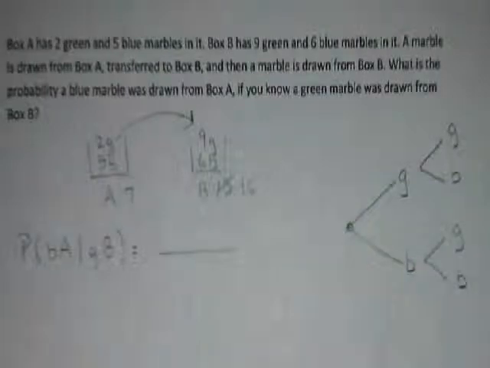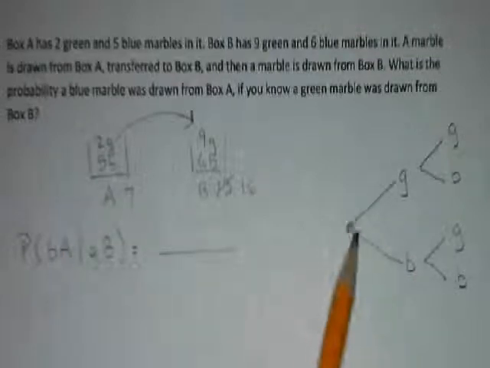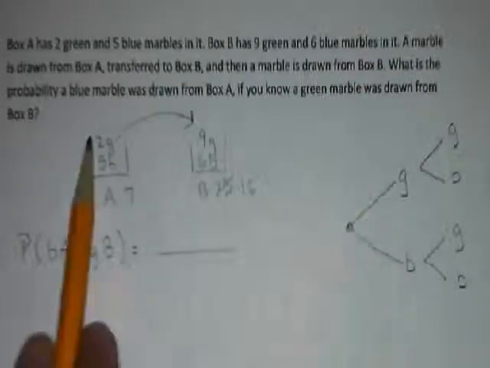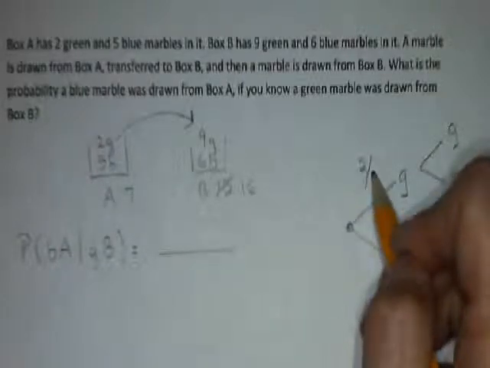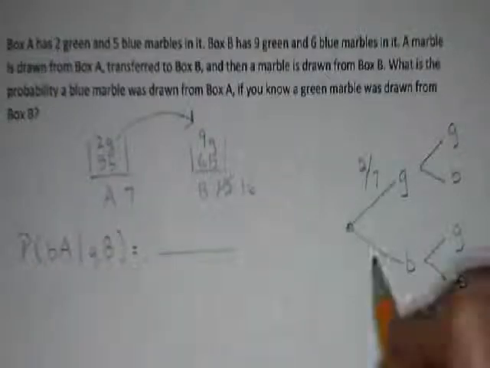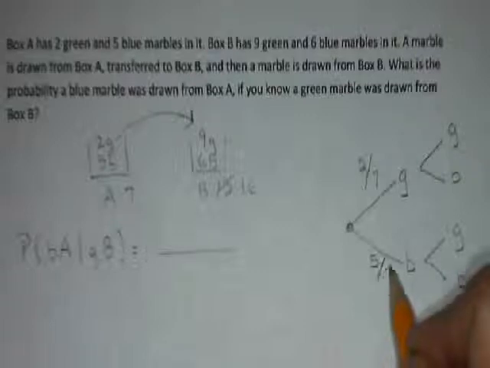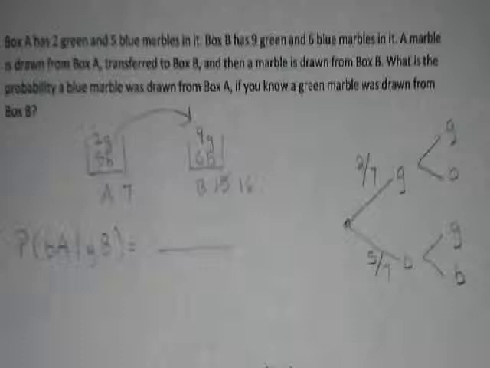Now let's go back and add our probabilities here. So starting with box A, the probability of getting a green from box A would be 2 out of 7, since there are 2 greens out of 7 total. The probability of getting a blue from box A is 5 out of 7. Notice that these two add up to 1 because they are the two events that complete that entire sample.